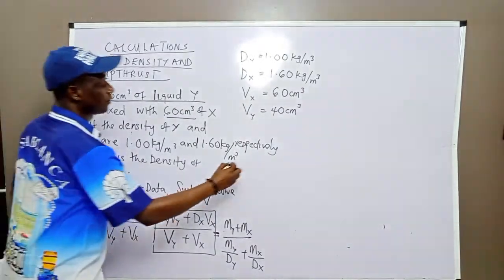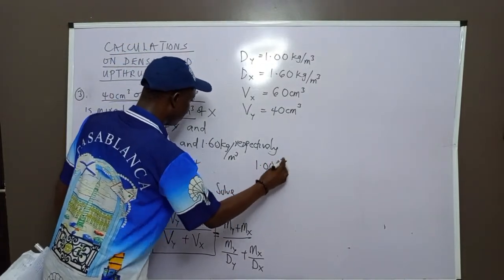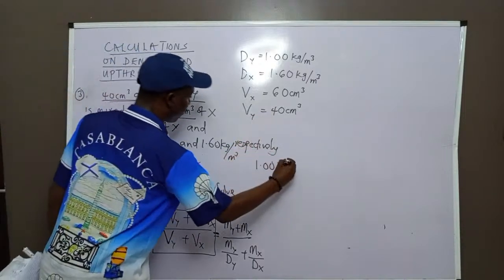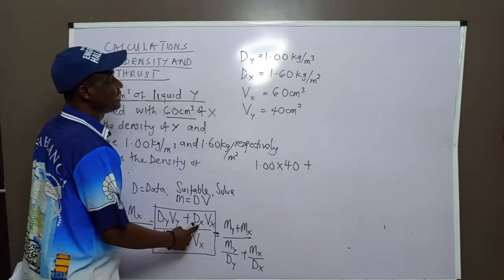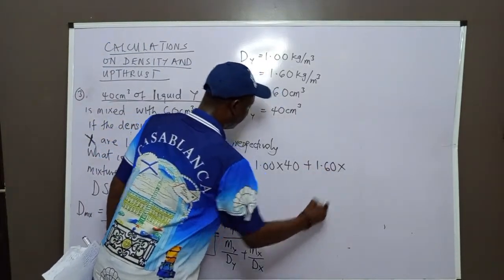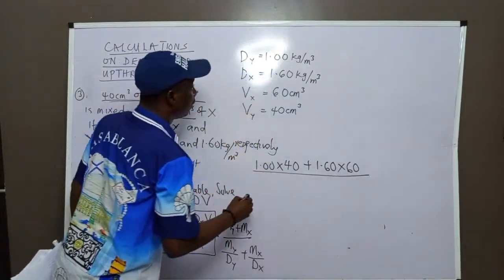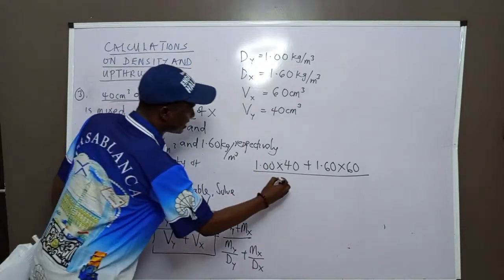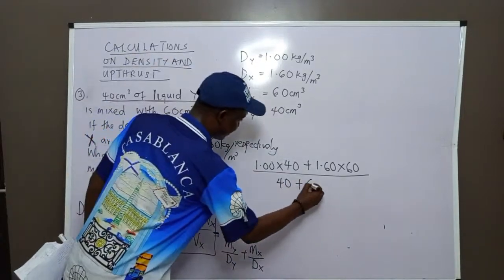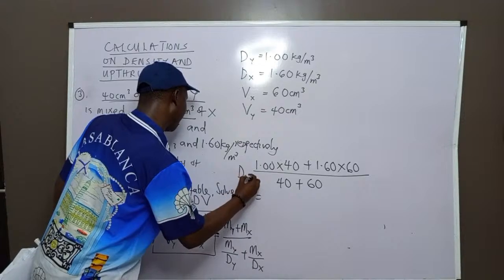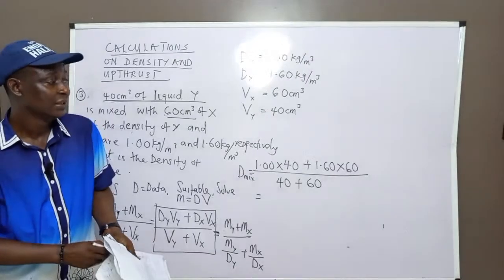So what is your dy? Dy is 1.00 times vy, which is 40, plus dx, which is 1.60, times vx, which is 60, then divide by what? Vy is 40 while vx is 60. So when you press your calculator, you get your density of mixture. So once you do that, you are good to go.